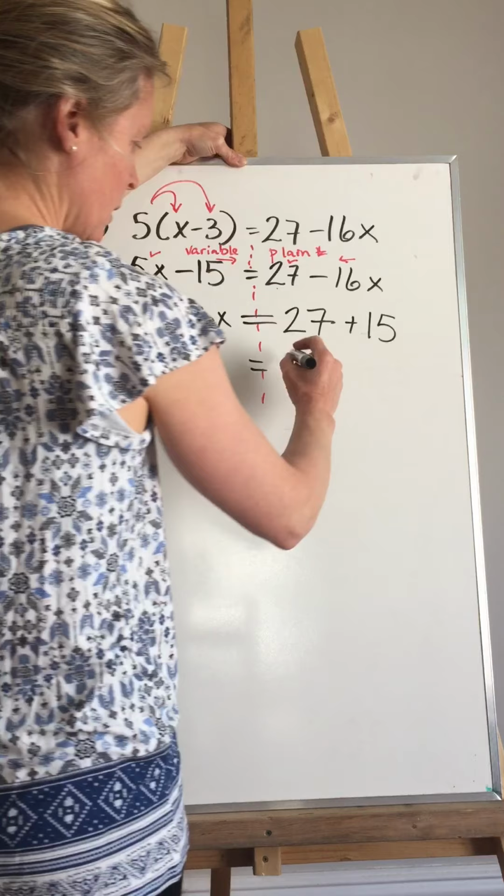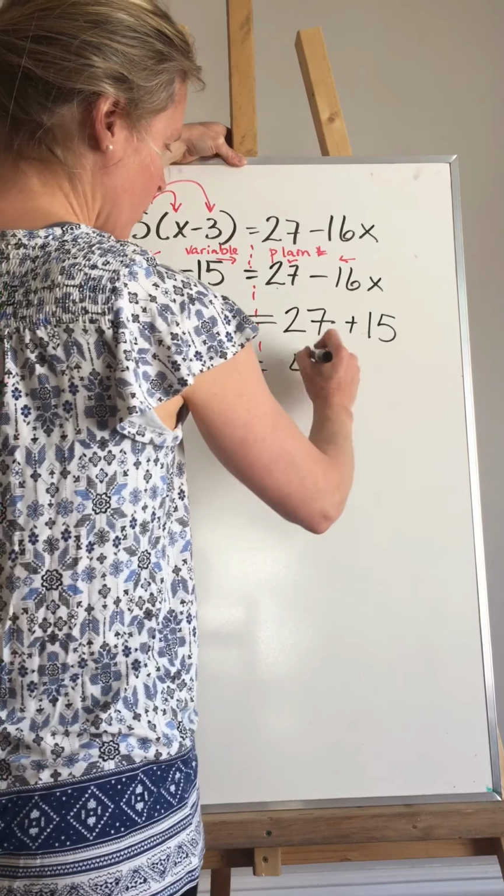Now equals, and now I write the plain numbers. So 27 is staying on the plain number side. The -15 is coming over, so because it's -15 on this side, it's going to be plus 15 on that side. Now I've moved over my two numbers, and the other two have stayed. So now I can simplify both sides. 5x plus 16x is 21x, and 27 plus 15 is 42.